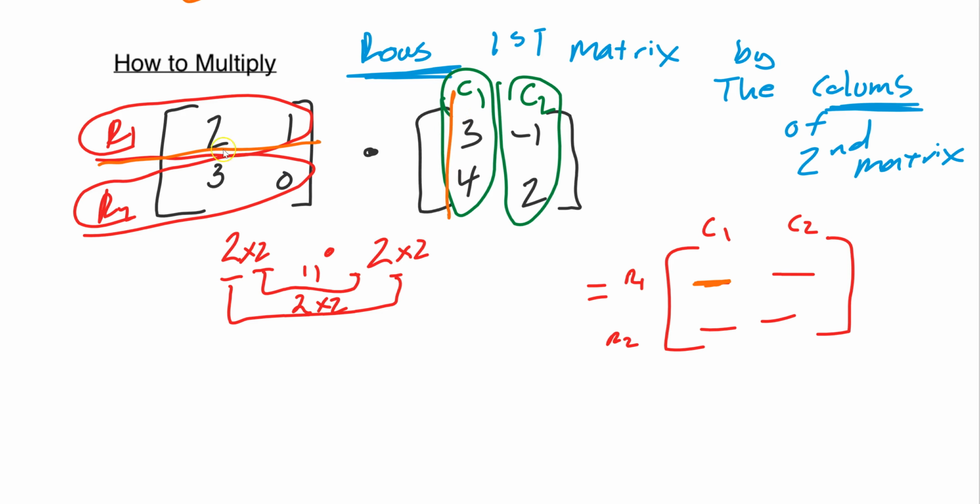What we do is we multiply the first 2 entries. So 2 times 3 is 6. And we add it to the next two, 1 times 4. So you get 6 plus 4, also known as 10. And then we move on.